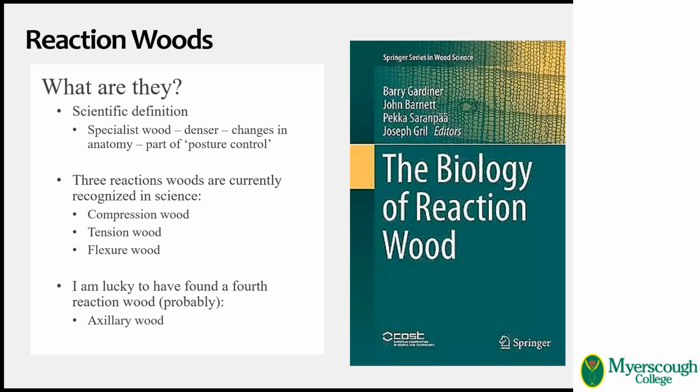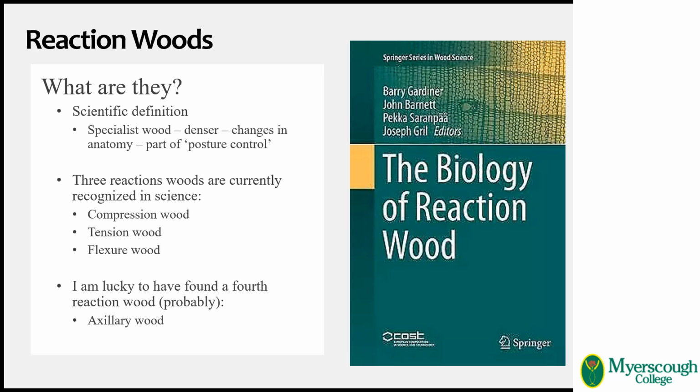Three reaction woods are currently recognized in science. Compression wood, mostly formed in coniferous species, gymnosperms, and tension wood, mostly formed in broadleaves, angiosperms, and flexure wood, a more recently found reaction wood, formed in many trees as a response to unidirectional flexing of their stems, which is common in urban trees that grow in street canyons, because when the wind blows up and down the street canyon, the trees basically sway up and down the street, and this leads to oval stems being created with reaction wood at the tips of those ovals, if you like, in cross section.